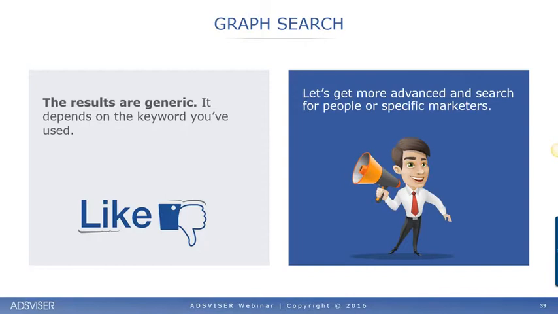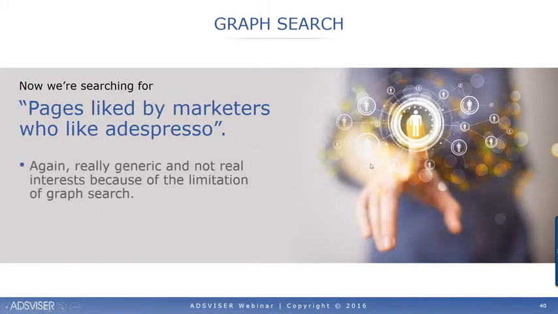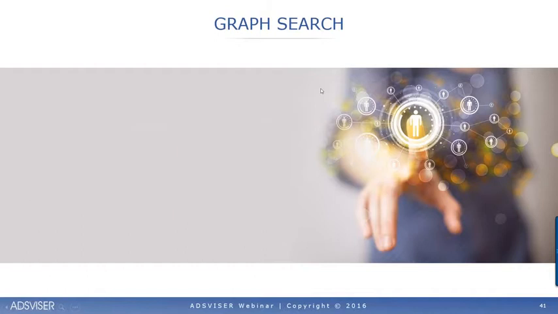So we're going to say, okay, Facebook, please, pages liked by marketers who like Adspresso. I'm not sure if any of you have done this sort of thing before, but again, the results are very, very generic. It really doesn't help us. Any one of us that has ever used Facebook's audience insights or Facebook graph search, yes, there are people that still use it, knows it's very, very generic. So this sort of search will not work.